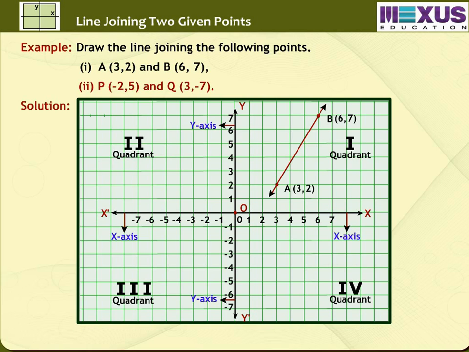2. Draw the line joining the points P(-2, 5) and Q(3, -7). First, plot the point (-2, 5) and denote it by P. Next, plot the point (3, -7) and denote it by Q. Then, join the points P and Q using a ruler. Thus, PQ is the required line.